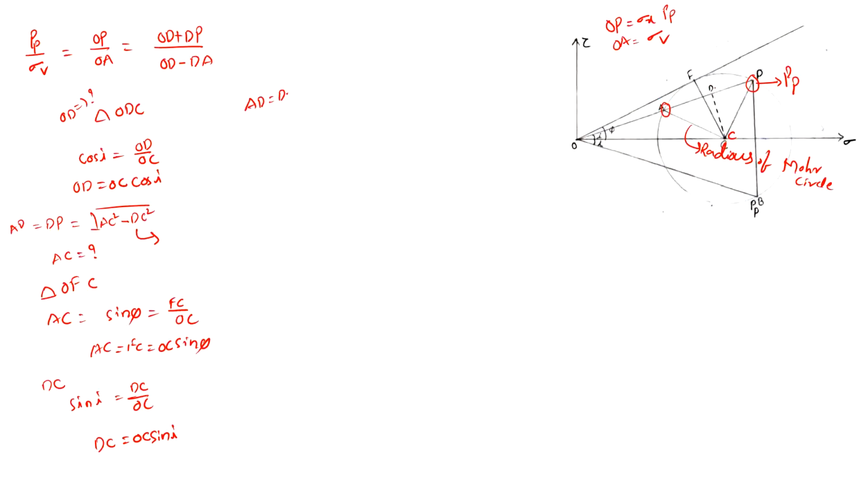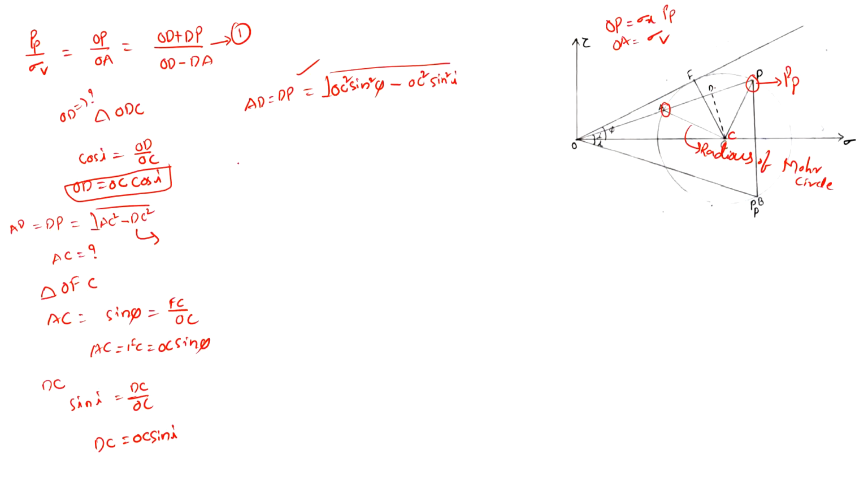AD is equal to DP. We can write root over AC. For the AC value we have OC square sin square phi minus, here DC is nothing but OC square sin square i, similar to the previous derivations. I'm calculating very fast, but don't worry. The OD value is there here, and this AD value we have to substitute in this equation 1, so we can get the coefficient of passive earth pressure.